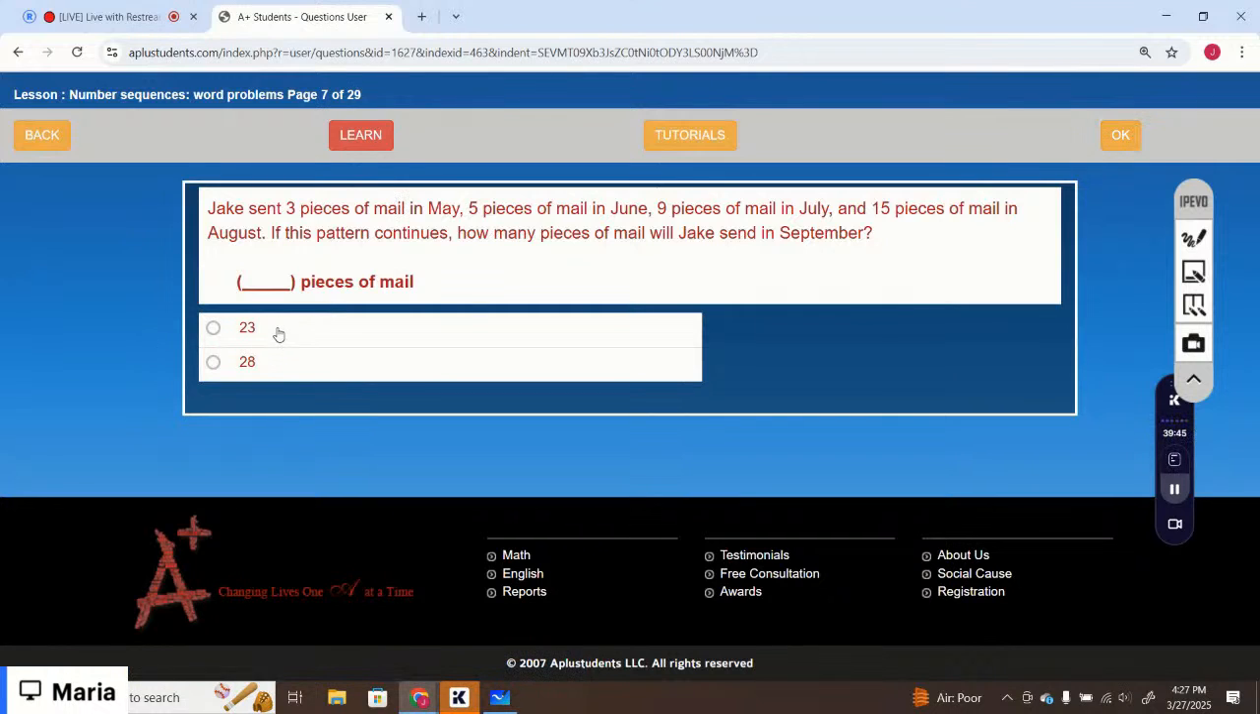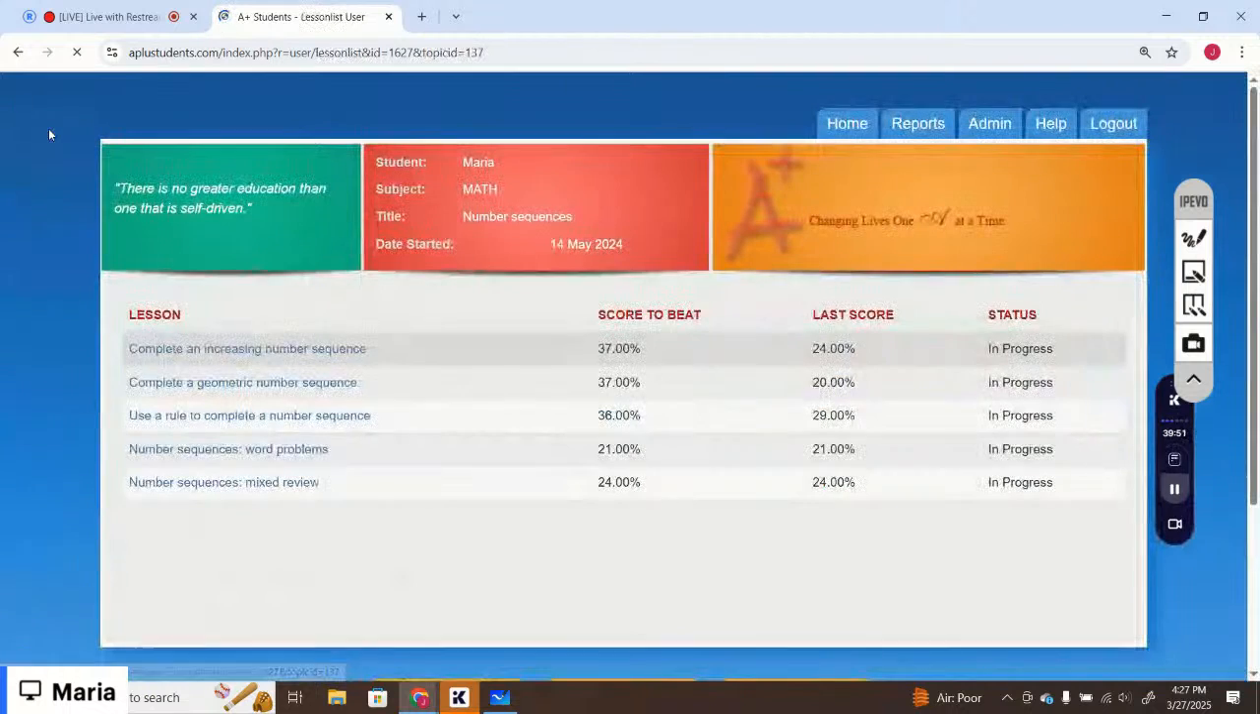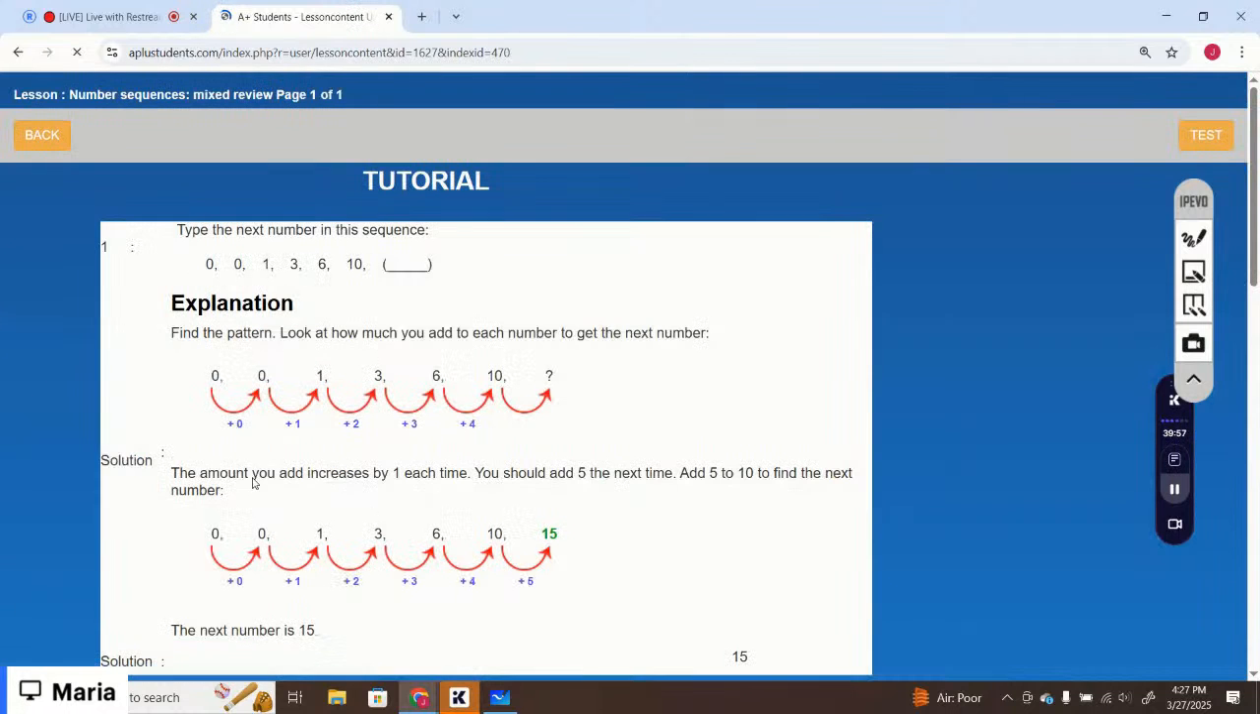Okay, you can complete the lesson by yourself today. Let me just move on to the next lesson. The next lesson is number sequences mixed review. Let's just start with the lesson.